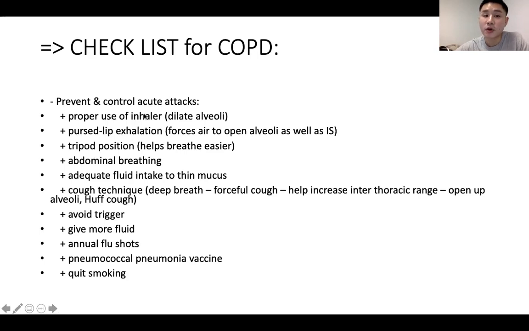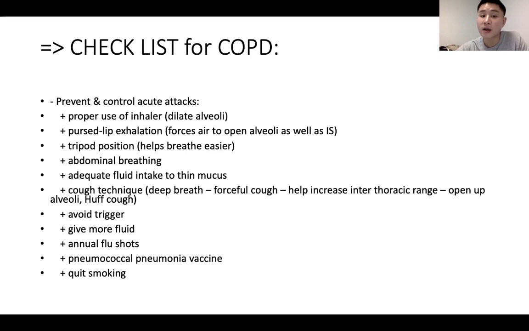So the checklist for COPD is to prevent and control acute attacks. We have to teach the patient proper use of the inhaler in order to dilate the airways. We have to teach them pursed lip exhalation, to force air to open the alveoli, as well as using the incentive spirometer. IS is incentive spirometer. Pursed lip exhalation is whenever they breathe out, the lips are pursed, open up a little bit. Then we have tripod position to help breathe easier, abdominal breathing, and adequate fluid intake to thin mucus.